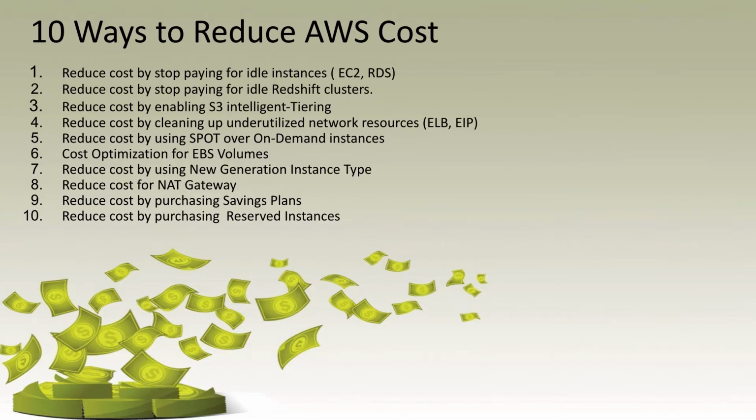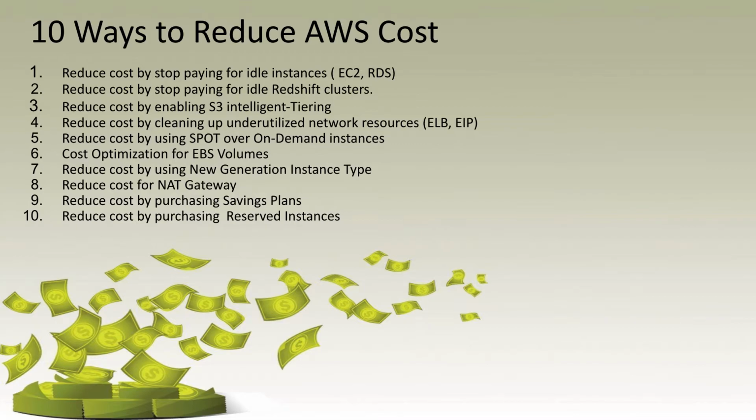The next way to reduce your cost is by enabling S3 Intelligent-Tiering. As you know, S3 offers a range of storage classes which are designed for your use case. We have the Standard storage class, which you can use for storing data which is frequently accessed. And then we have infrequent access storage classes like Standard-IA or One Zone-IA, where you can store data which is less frequently accessed.